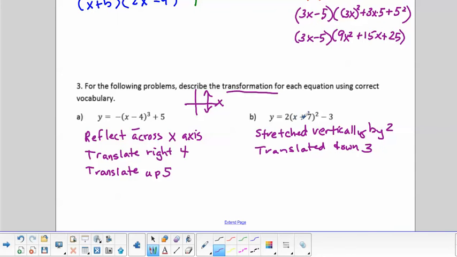And then remember that anything that happens to the x happens inversely, so we're going to translate to the left 7.